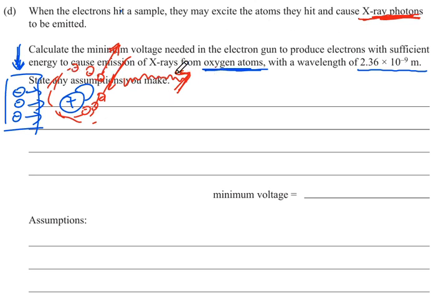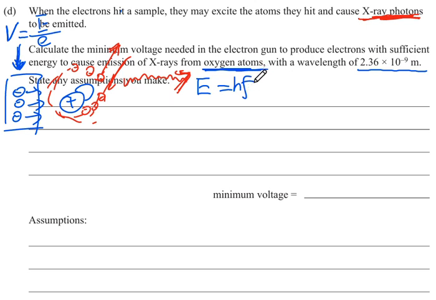So we can calculate the minimum voltage, right? We want to calculate here. So this is going to be V. V is going to be E over e. Now this e is its charge, right? So it is a constant value. So if we want to know the minimum voltage, then we want to know the minimum energy here. And now the minimum energy is going to be equal to hf.